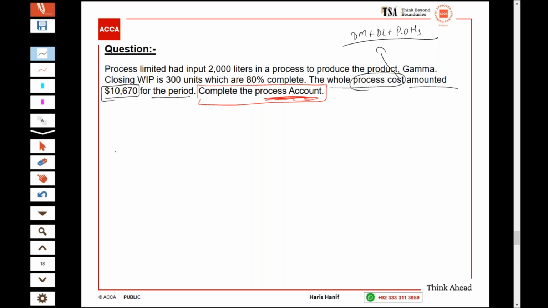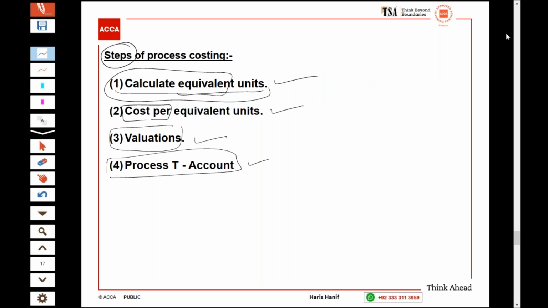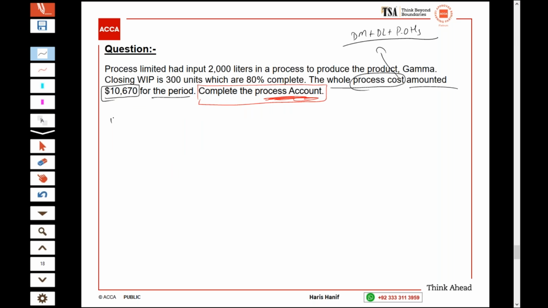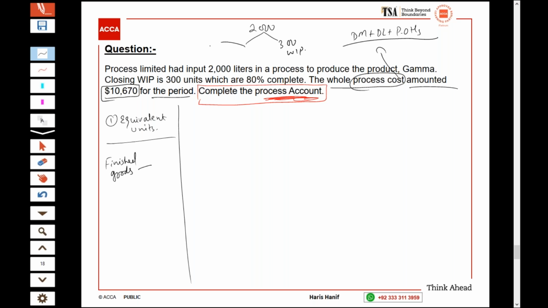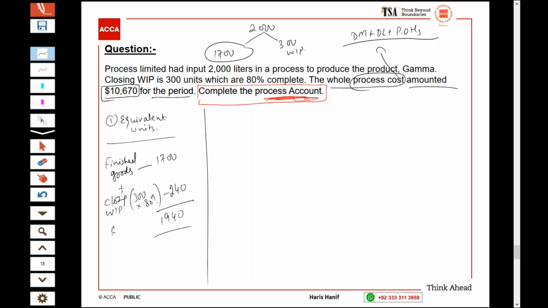Now we have to follow all these four steps. Number one, we have to calculate the equivalent units. What are the finished goods? See, 2000 liters are input and 300 are in WIP. That means for sure 1700 are the finished goods. So it is 1700 plus closing WIP, that is 300 multiplied by 80%. 8 threes are 24, that's 240, and 1700 plus 240 would become 1940. That is your equivalent units.